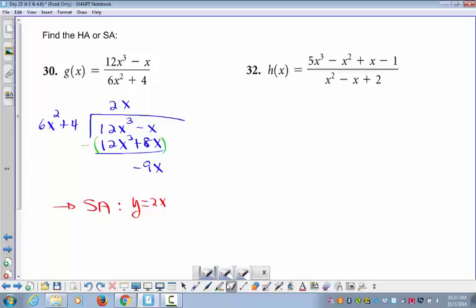All right, try one more. Try 32. And same heads up at the beginning. You say, okay, degree of top is 1 more than degree of bottom, so I should get a line. I should get a slanted line.